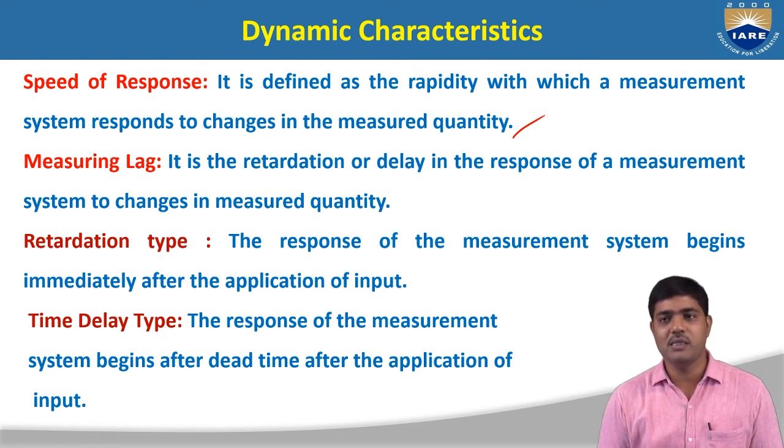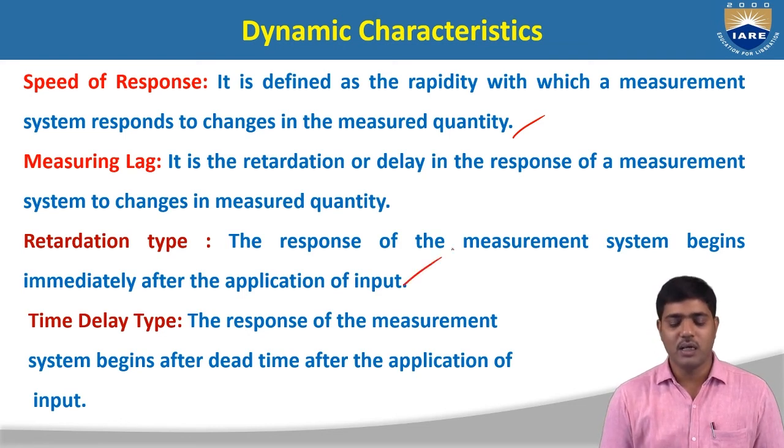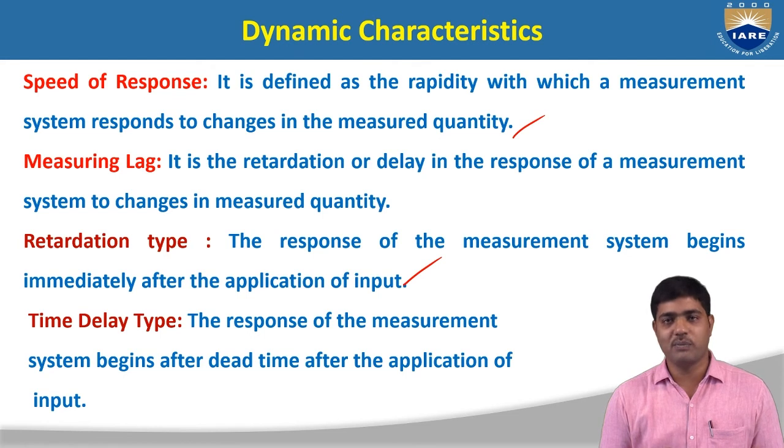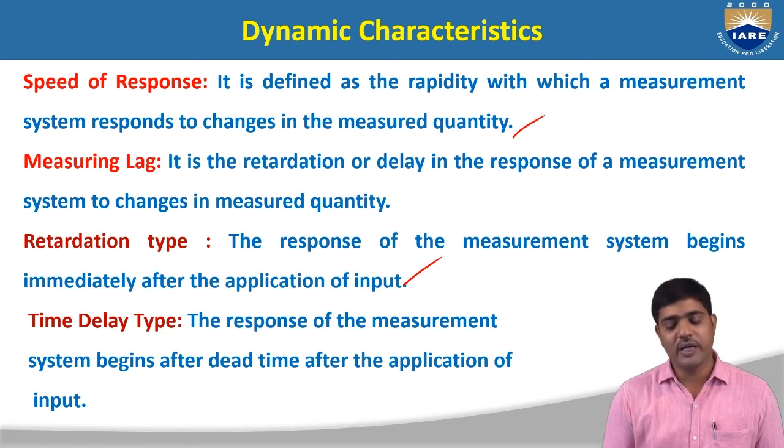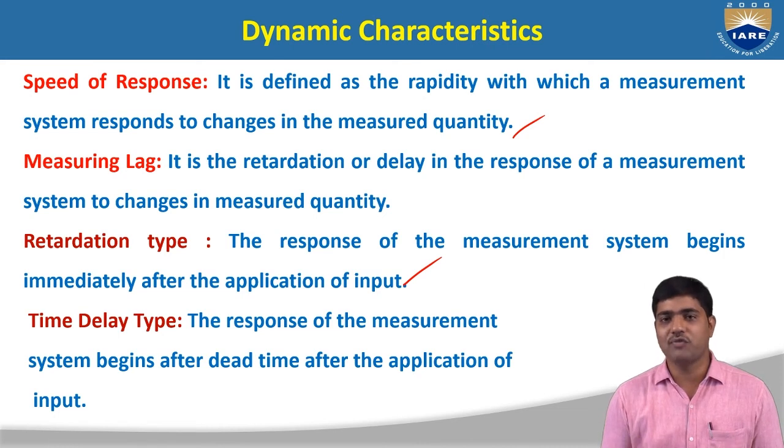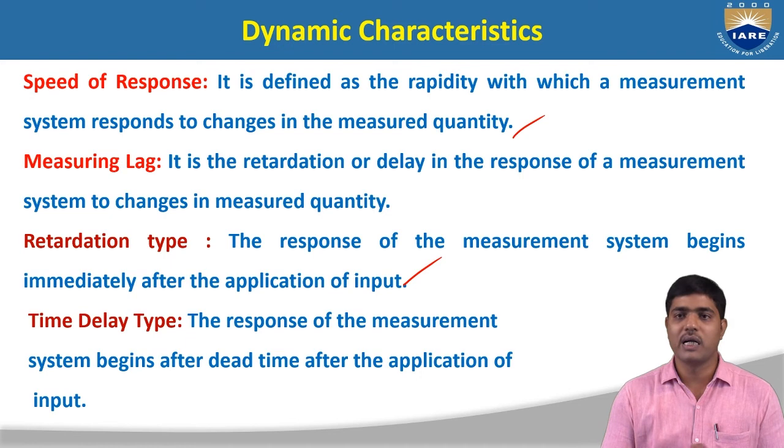Retardation type means the response of the measurement system begins immediately after the application of input, and in the time delay type of measurement lag, the response of the measurement system begins after a dead time after the application of input. So because of dead time, what is going to happen? The response of the system on the time scale is going to be delayed by whatever dead time we have. Dead time means till the dead time completes, there won't be any output. The output of the measuring instrument is going to be 0 till the dead time.